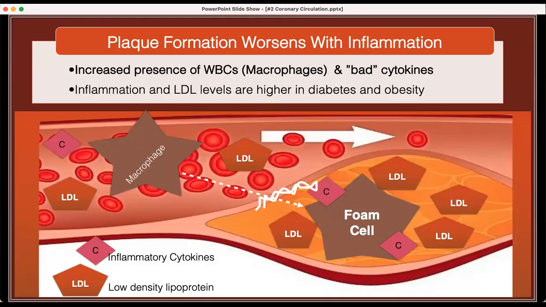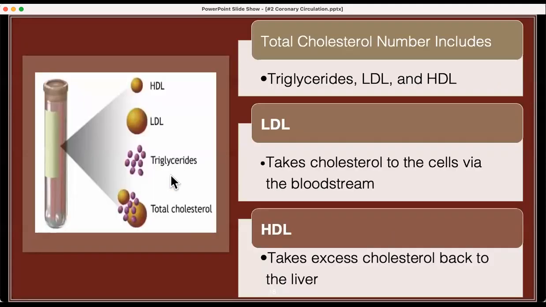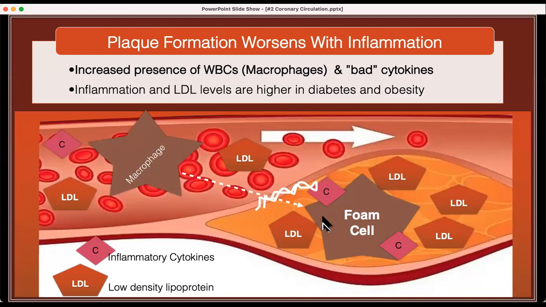So this is my little graphic depiction of how all this happens. A longitudinal image showing a crack or a tear in the endothelial lining of a vessel. And then these macrophages, those white blood cells, turn into these foam cells. And then these cytokines, which are depicted by the letter C, get in there. They bring in low density lipoproteins, or LDL, that bad type of cholesterol.